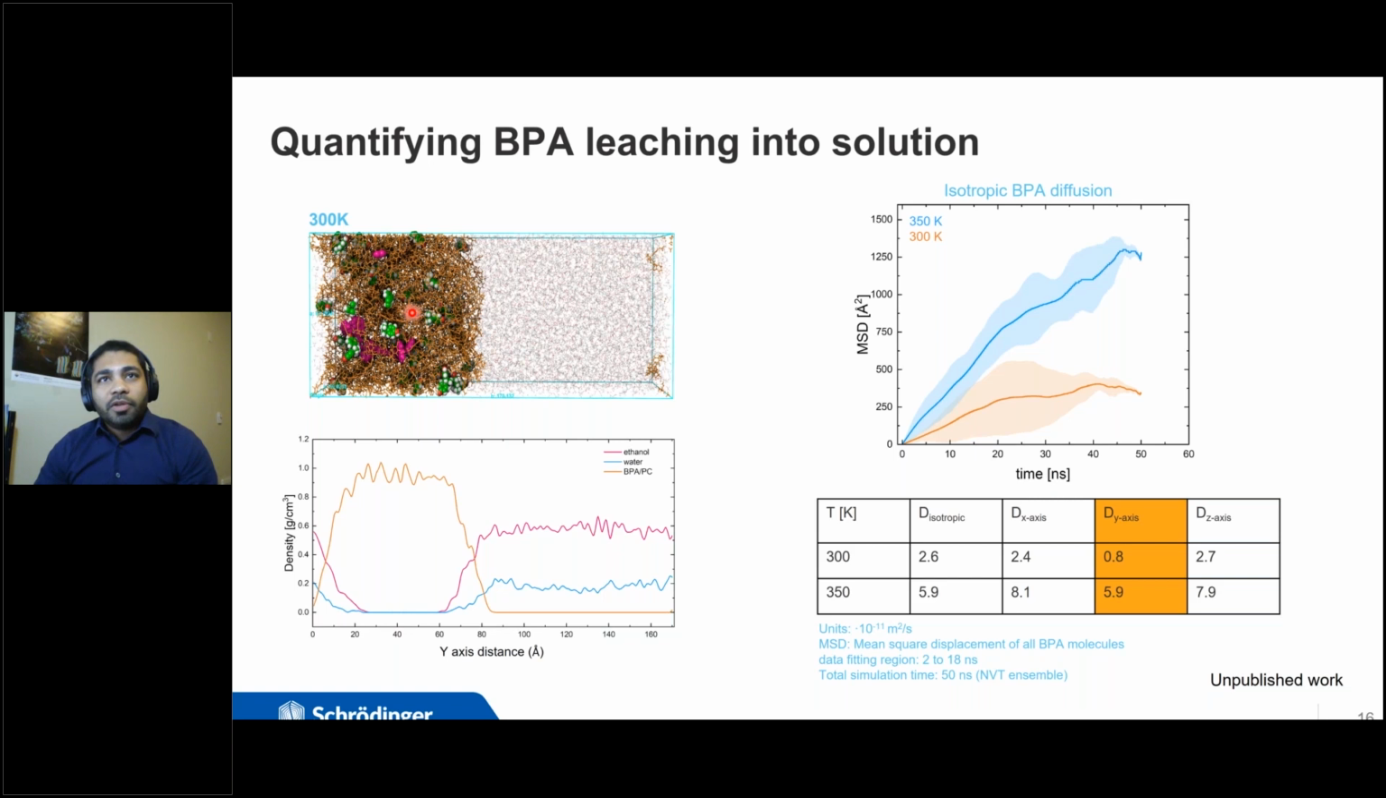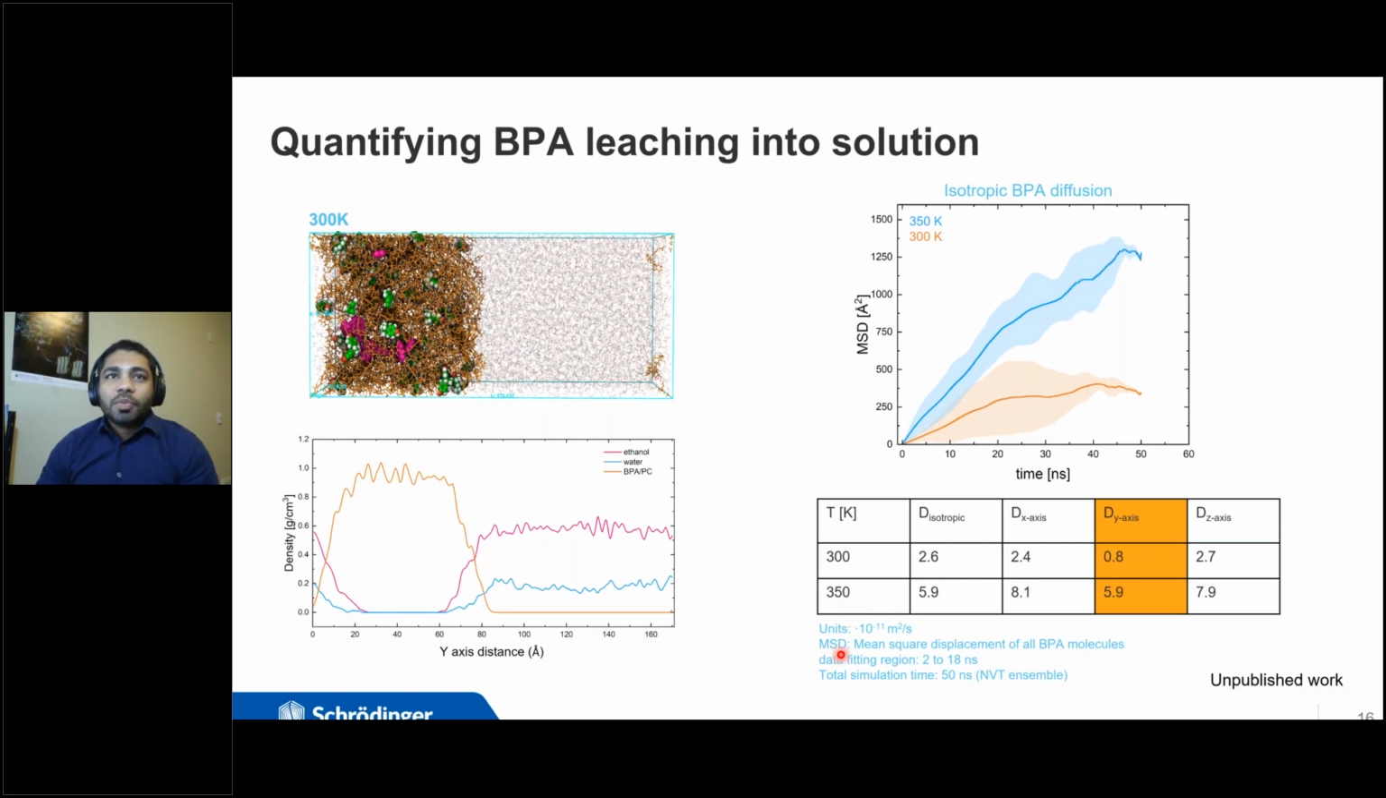Another way to quantify this is to look at the diffusion characteristics of the BPA. Here I'm calculating the mean square displacement of BPA at two different temperatures. The blue one is at 350 Kelvin and the orange is at 300 Kelvin. This is isotropic diffusion, and we can already see a significant difference at the two temperatures. But the most important thing to note here is that we want to understand the diffusion in the lateral direction, which in this particular case is the Y direction. Once we separate those out, when we look at the diffusion in the Y-axis for BPA, we see a significant difference as we go from 300 Kelvin to 350 Kelvin.